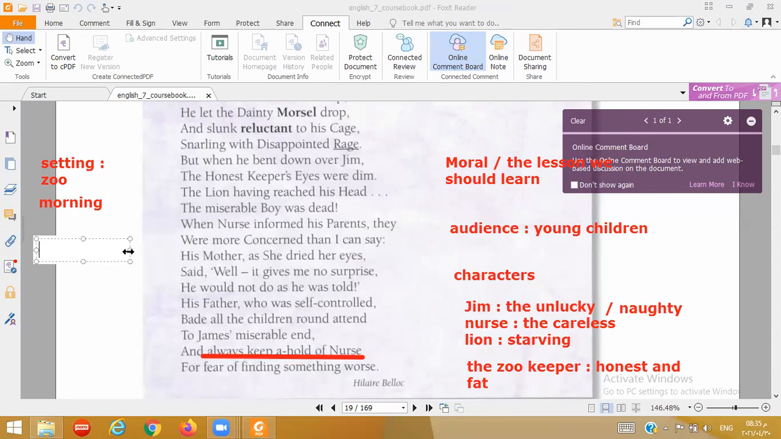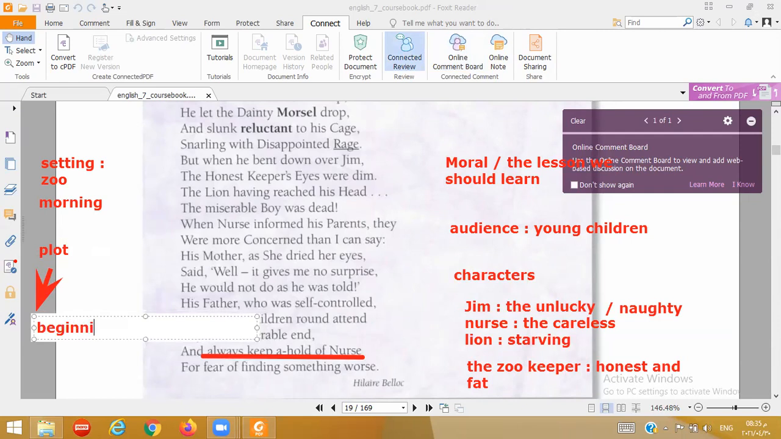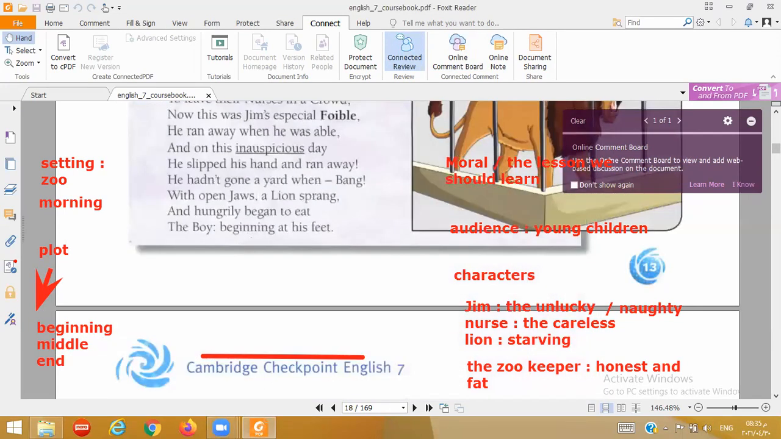Okay, now let's talk about the plot. Let me Google it one second. Yeah, plot means you want a beginning, middle, and end of a play, novel, film, or similar work devised and presented by the writer as an interrelated sequence, chain of events. Yeah, yeah.